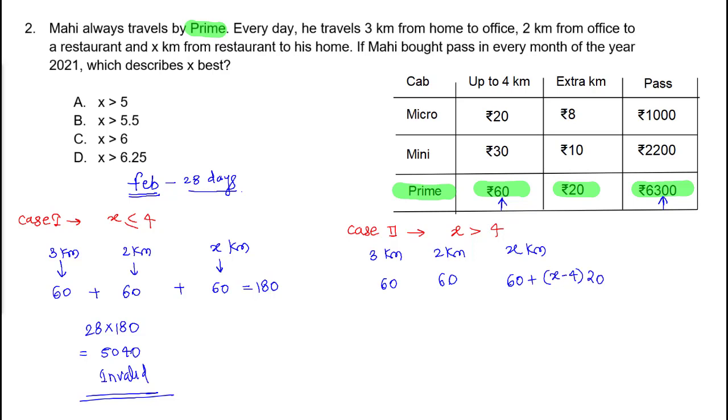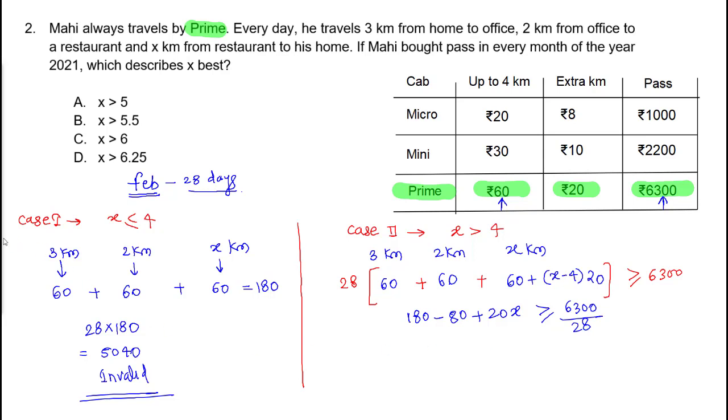Now we will add these three charges and multiply by the total number of days in Feb, that is 28. This multiplication is supposed to be greater than or equal to 6300, because we are going to purchase the pass. The pass costs 6300, so total expense without pass has to be greater than or equal to 6300, everyone. So let's solve this. 60, 60, 60 is 180. 180 minus 80 plus 20x is greater than or equal to 6300 by 28.